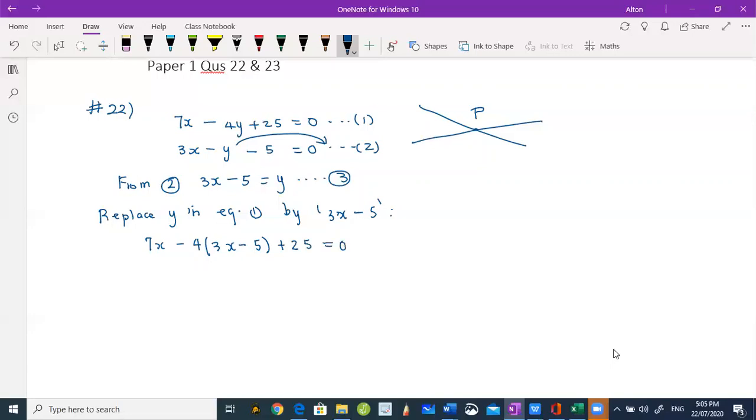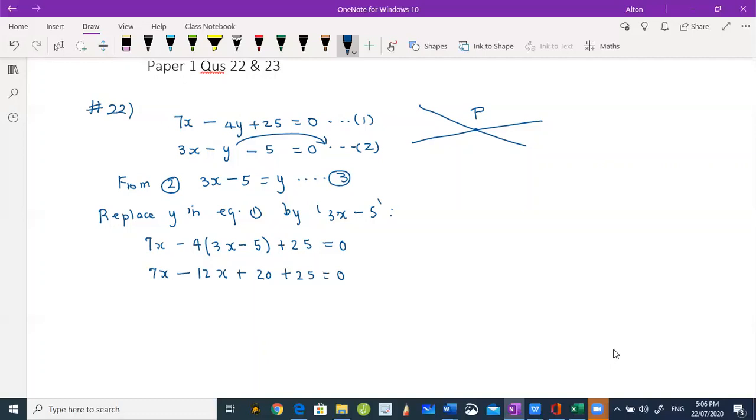Now, we need to be careful when we're expanding, especially when we have our negative signs and so on. So let's proceed. It's minus 4 by 3 gives us minus 12x, minus 4 by minus 5 gives plus 20. You notice we need to also add our 25 before we put equal to 0. So let's fix that. Okay, so we're going to simplify.